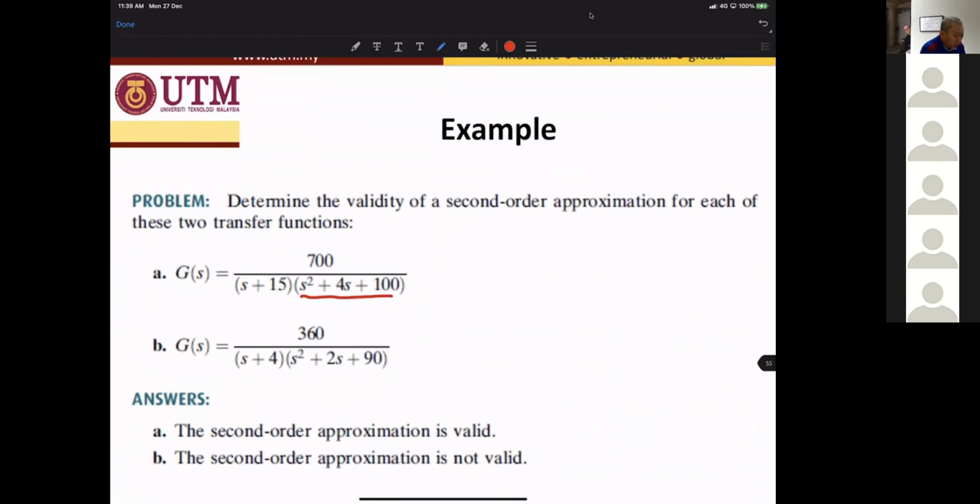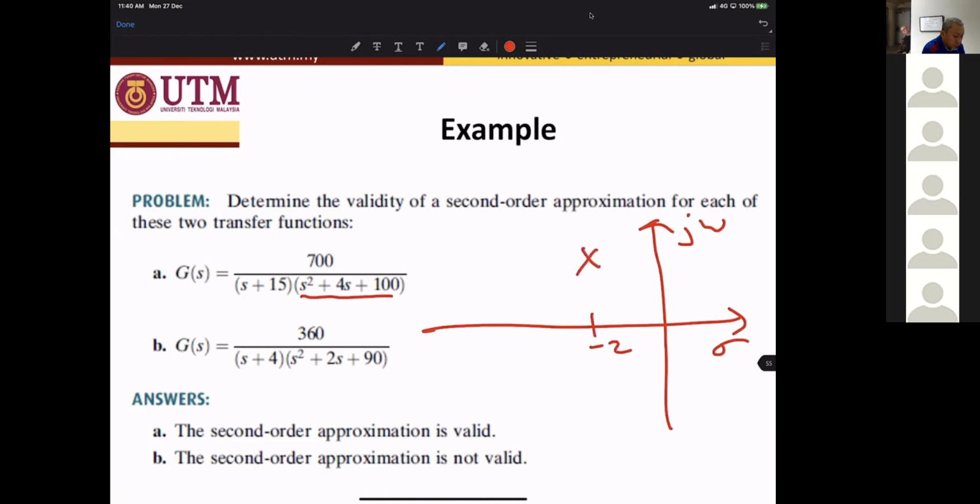S squared plus 4s plus 100. Can somebody help me to find the roots? -2 plus minus j9.8. Yes, 9.8. Then this one is 15.